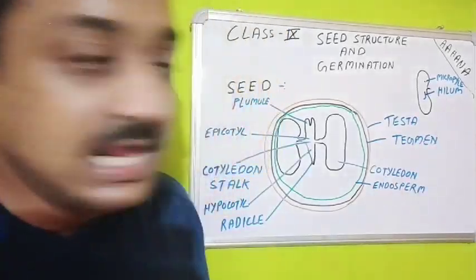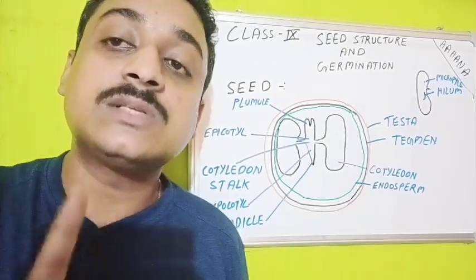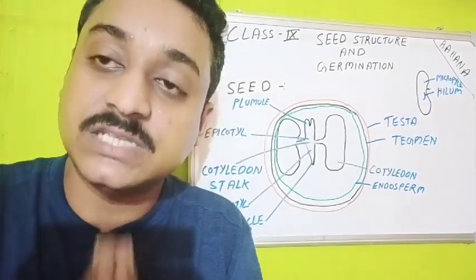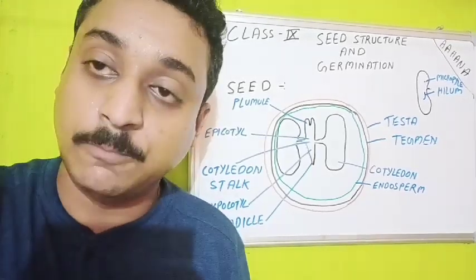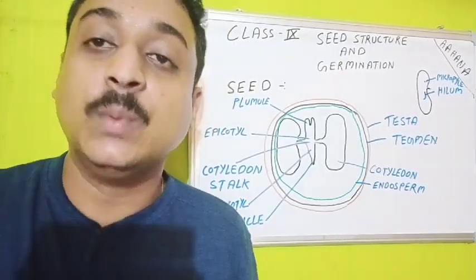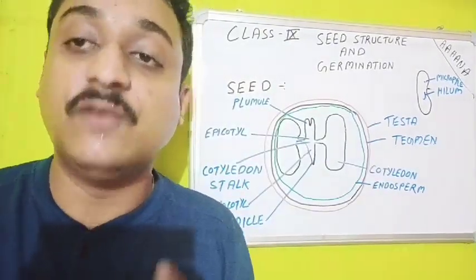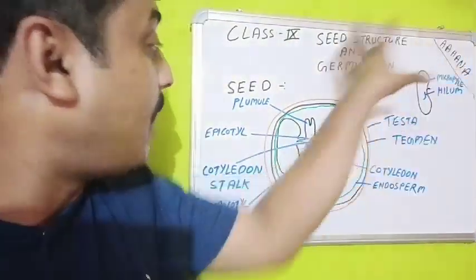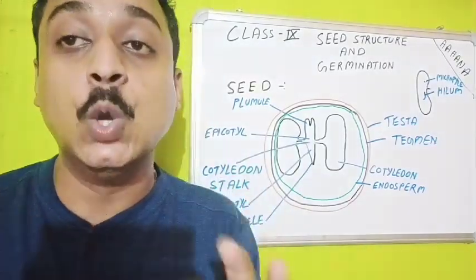And this is the hilum. Hilum is a scar mark which shows that the seed was once attached to the ovary wall. Before the seed becomes a seed, it was attached to the ovary wall. Means before the pollination and fertilization took place, the ovule was attached to the ovary. So these are the few definitions and parts of the entire seed that we need to know very nicely.